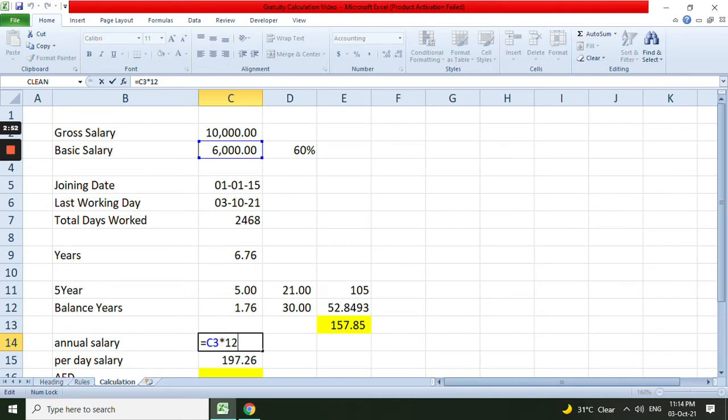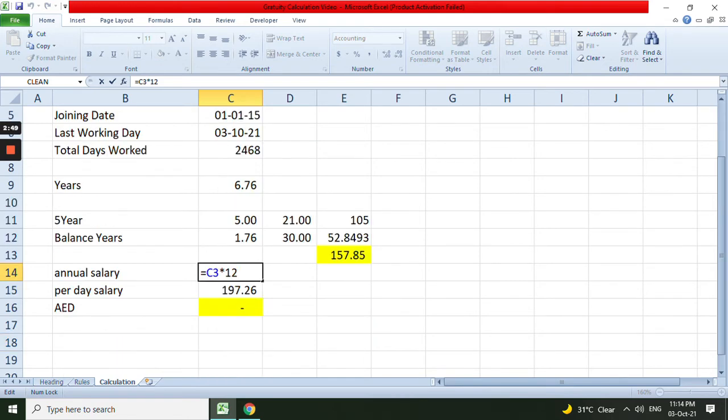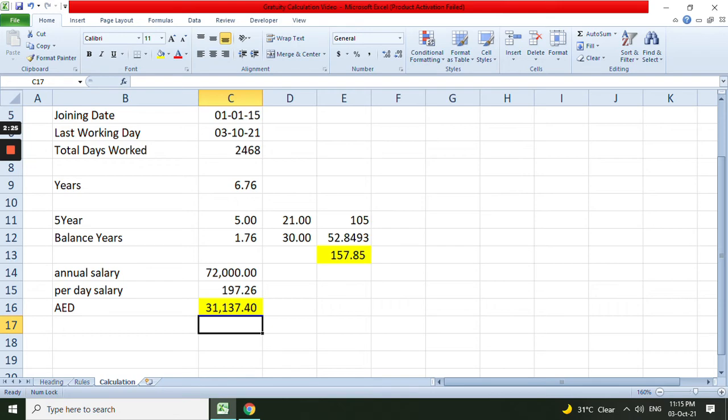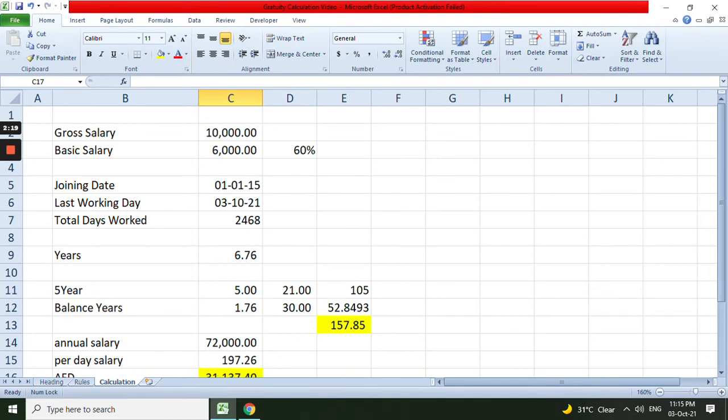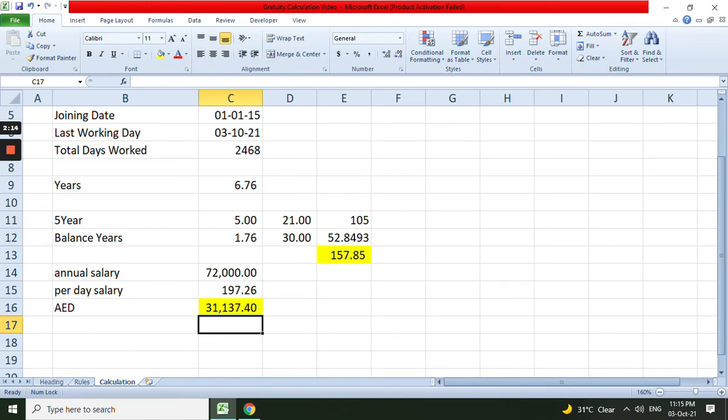The total basic salary we multiply by 12 to get the annual basic salary, and the annual basic salary we divide by 365. So we will get the per day salary. Now we have the per day salary and the days. So what we do is multiply the per day salary with the number of days entitled, and straight away we get the amount. It's 31,137.40. The staff is entitled to this much amount if he is working 6.76 years. So this is how the calculation is made.